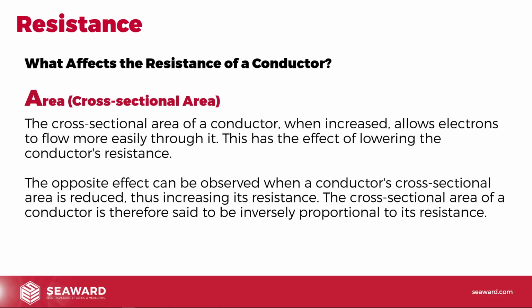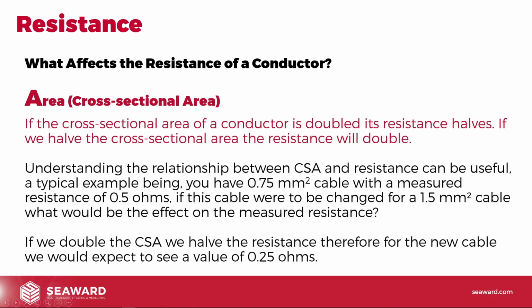Just simple examples there: if we've got a fatter cable, we would expect a lower resistance if we measured it than if we had a very thin cable. So we can see this when we do PAT testing. It's a direct relationship between resistance and cross-sectional area. If the cross-sectional area of a conductor is doubled, its resistance actually halves. And if we halve the cross-sectional area, the resistance will actually double. So it's a very direct relationship between these values.